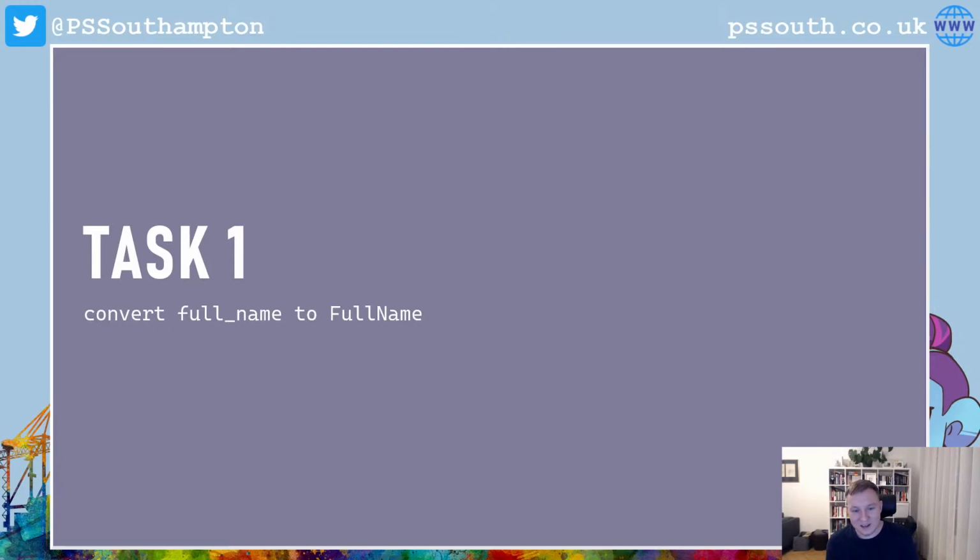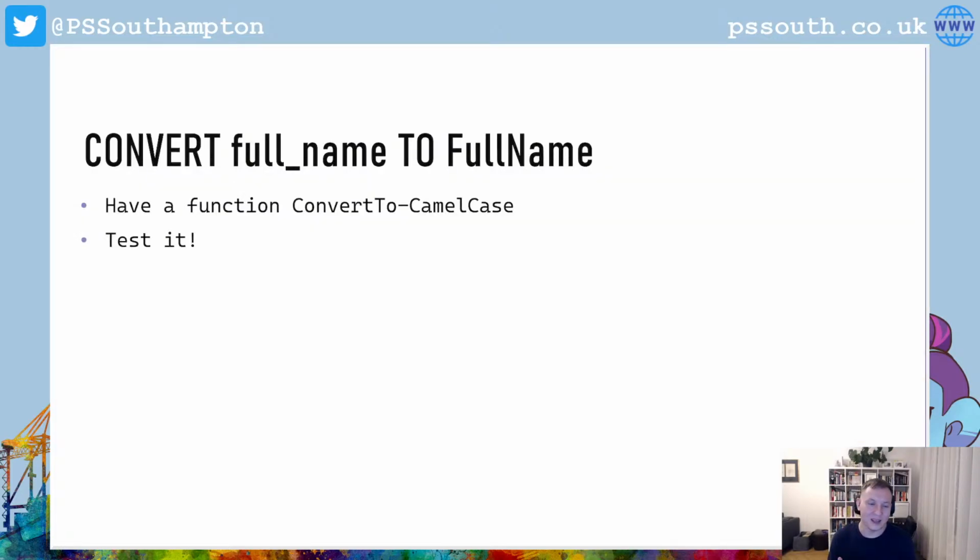So let's start with task number 1, and that's just converting full_name to FullName. If you look at my other presentations, we are doing something similar, but going the other way around. That's nicer code. This one is much more terrible, which is awesome because it should be a little complicated, not just adding 1 + 1 = 2. So our task is to have a function that's called ConvertTo-CamelCase, and we test it. That's task number 1. So let me switch to my code.